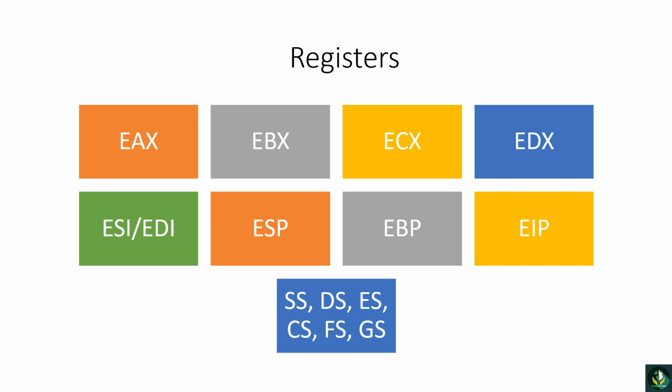So the first one is EAX. This is an accumulator that is used to store data and operands. It is 32-bit in size. EBX. This is a base register and a pointer to the data. It is also 32-bit in size. ECX. This is a counter and it is used for looping purposes. It is also 32-bit in size. EDX. This is a data register and it stores the input or output pointer, or IO pointer, and it is also 32-bit in size.